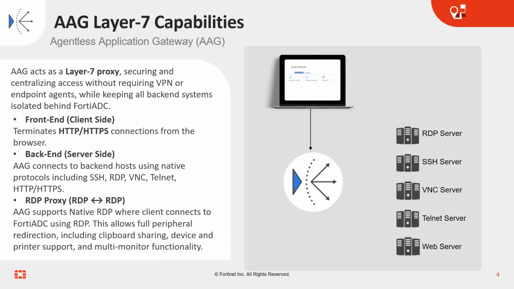AAG acts as a Layer 7 proxy, securing and centralizing access without requiring VPN or endpoint agents, while keeping all backend systems isolated behind FortiADC. It terminates HTTP and HTTPS connections from the browser, and connects to backend hosts using native protocols including SSH, RDP, VNC, Telnet, HTTP, and HTTPS. AAG supports native RDP, where the client connects to FortiADC using RDP. This allows full peripheral redirection, including clipboard sharing, device and printer support, and multi-monitor functionality.